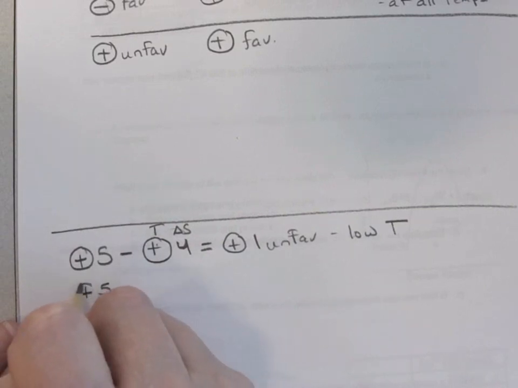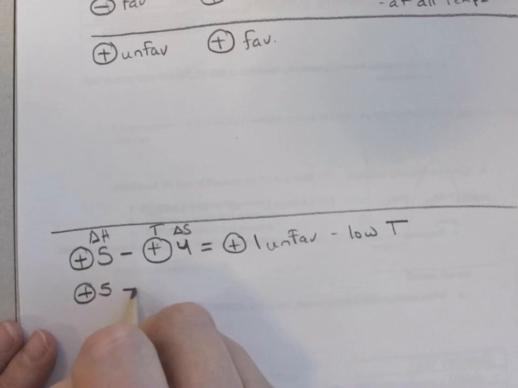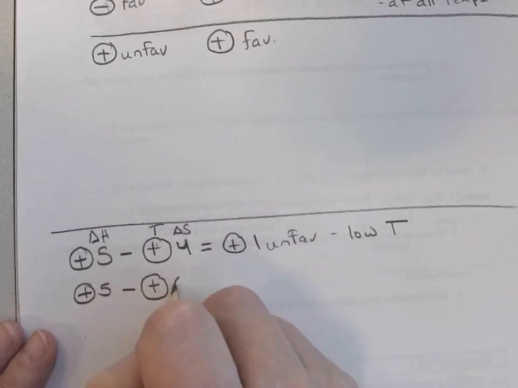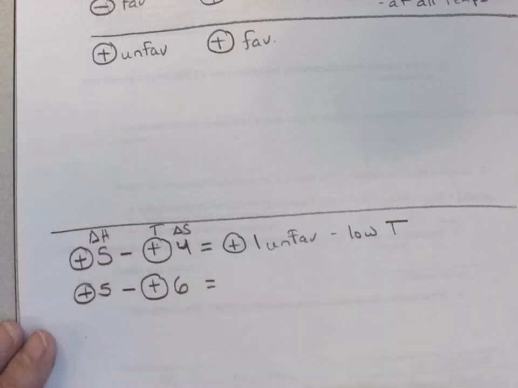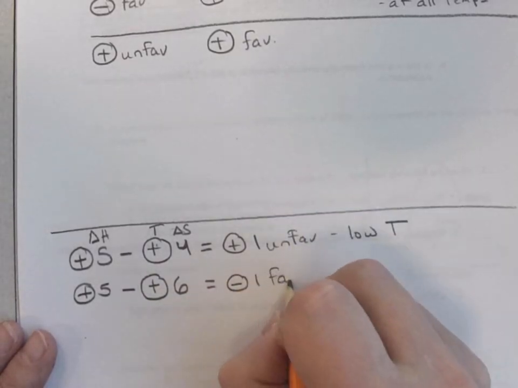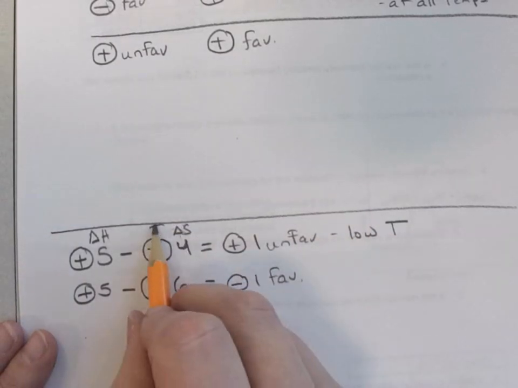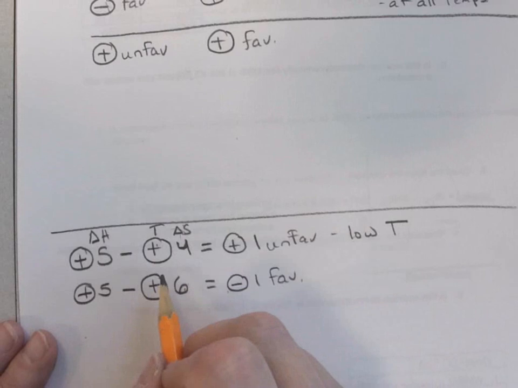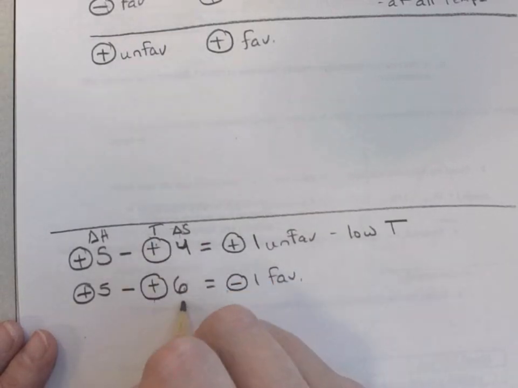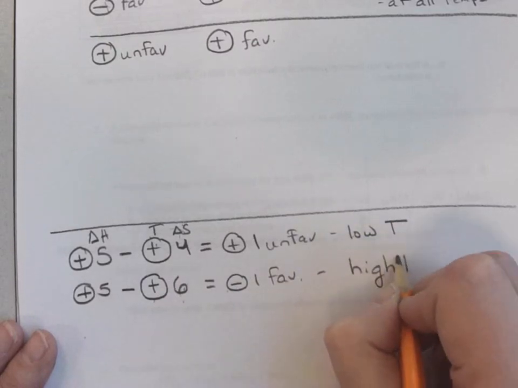What if you've got positive 5, so this is our delta H, let me be specific here, minus positive, and let's go with a bigger number, minus positive 6. What do you get? Negative 1. And this is favorable, right? So if delta S doesn't change, then T could change, right? And if T is large, that would make this part of the formula large. So this would happen at high temperatures.